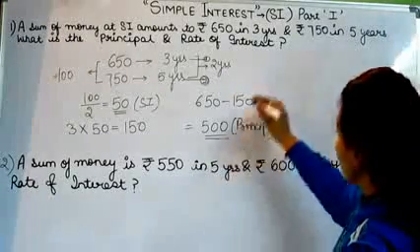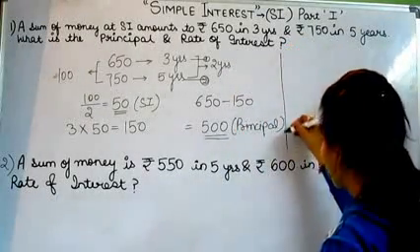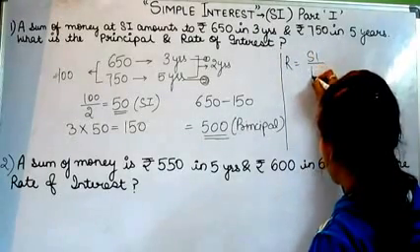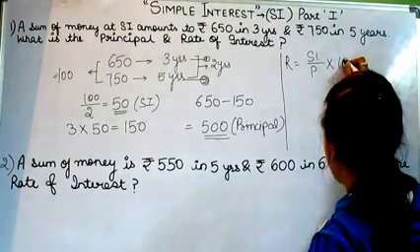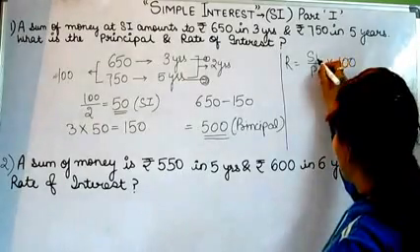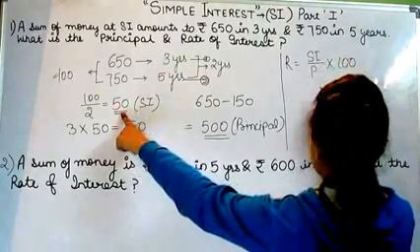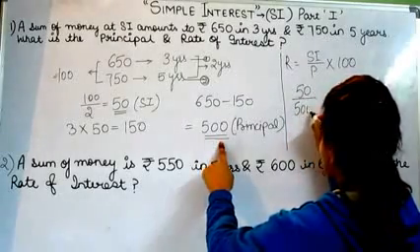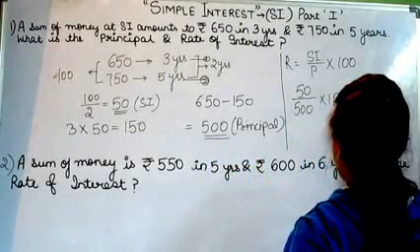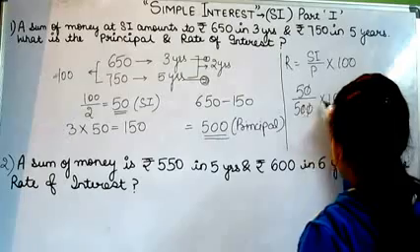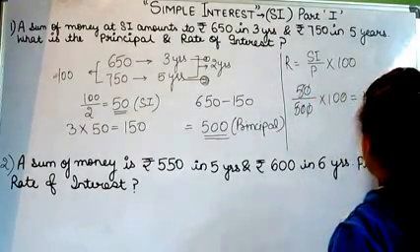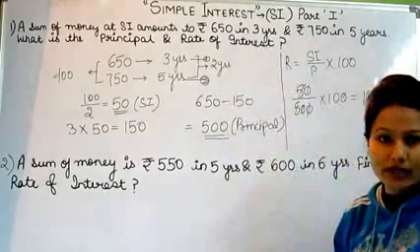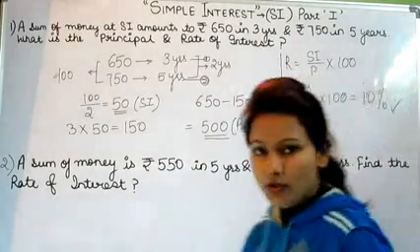This was the principal, and the formula to get rate of interest is equal to simple interest divided by principal into 100. Simple interest for 1 year was rupees 50. Principal is 500 into 100. When we solve this equation, we get 10. So 10% is the rate of interest. It was the first question.